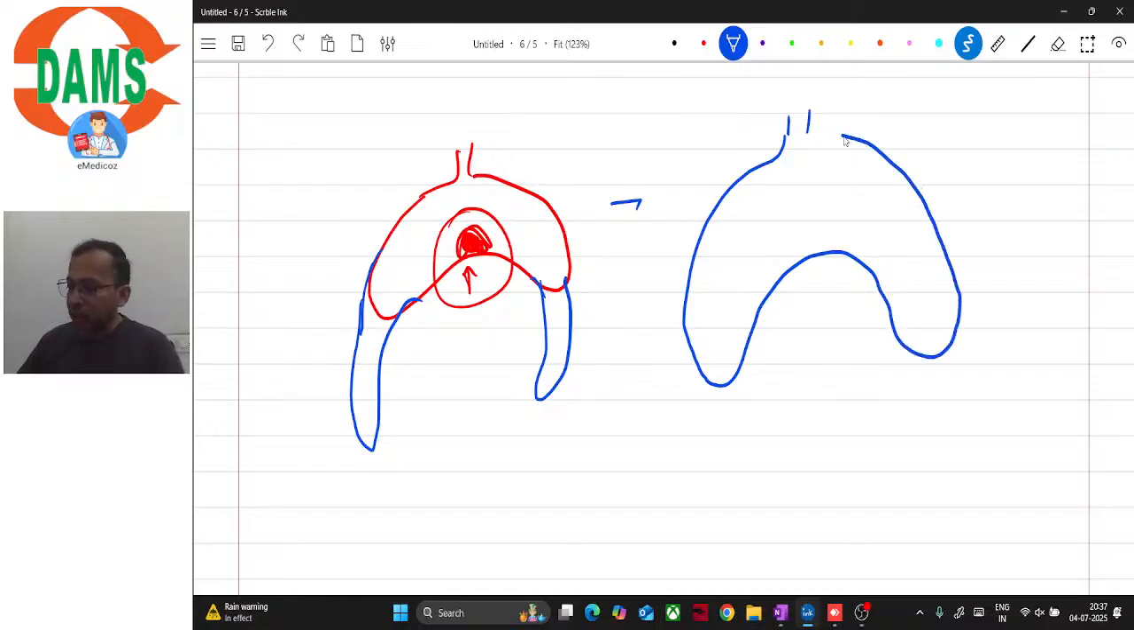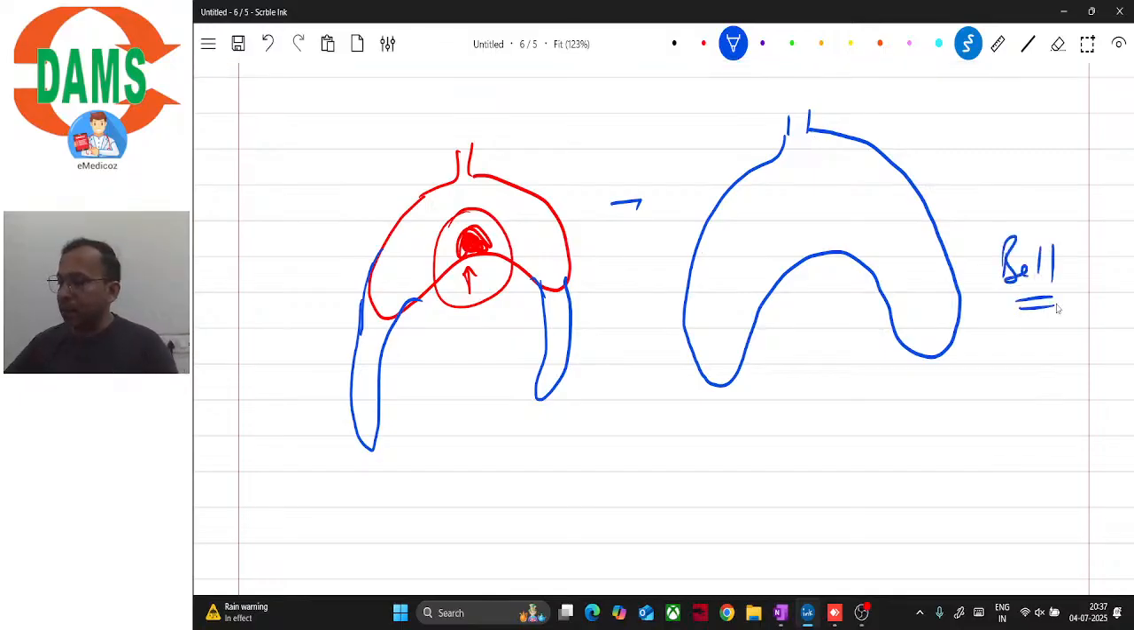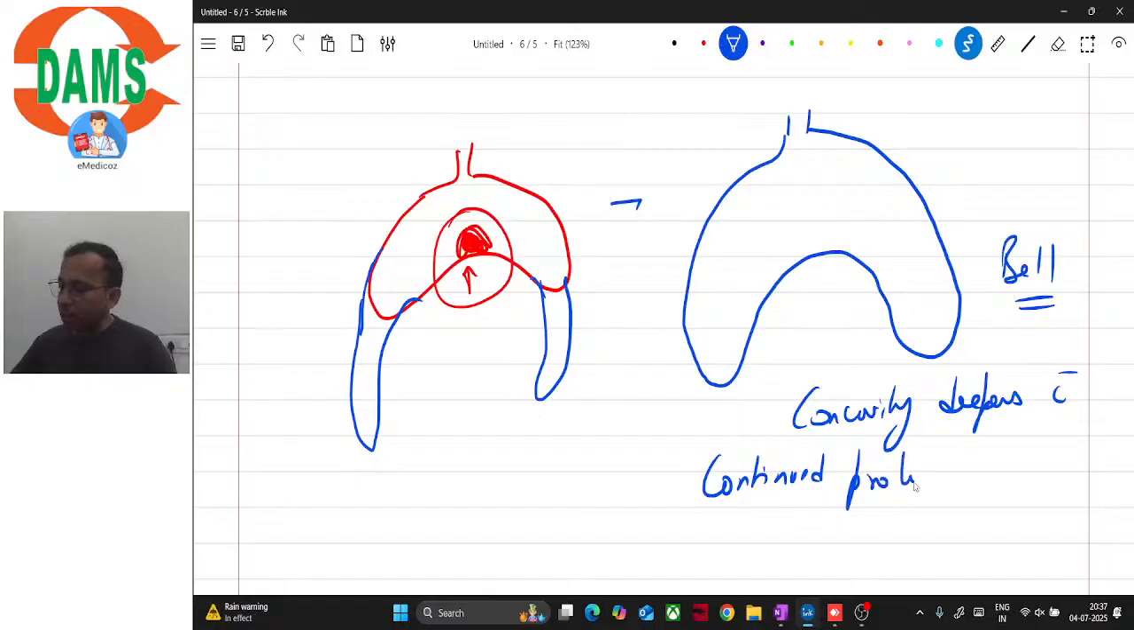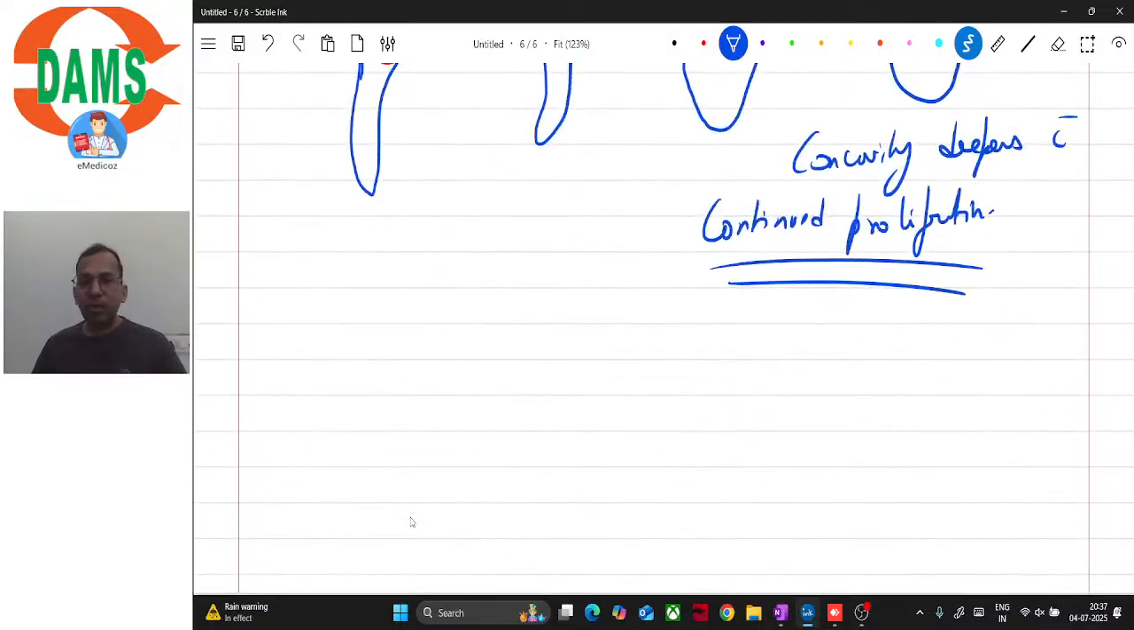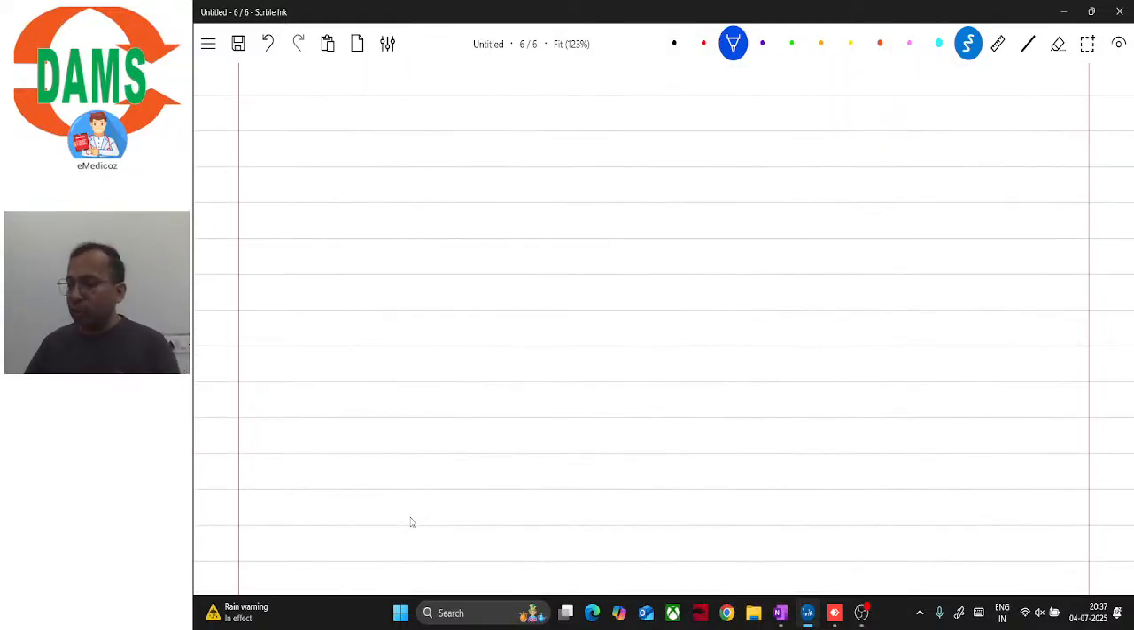This is what it would appear like, almost like a bell, right? It would appear like a bell. The concavity deepens with continued proliferation, right? So with this continued proliferation, the cap transforms into the bell stage.